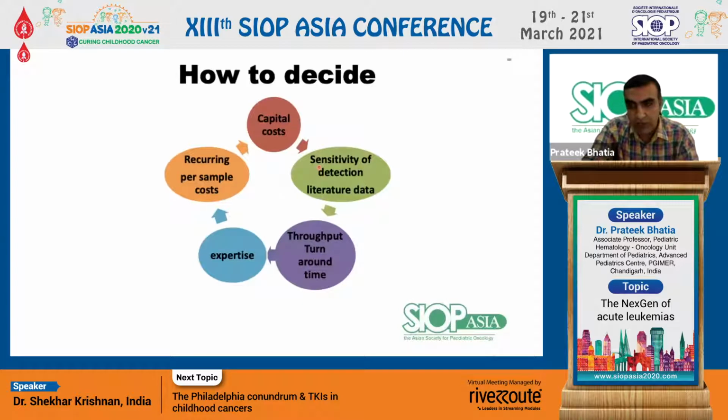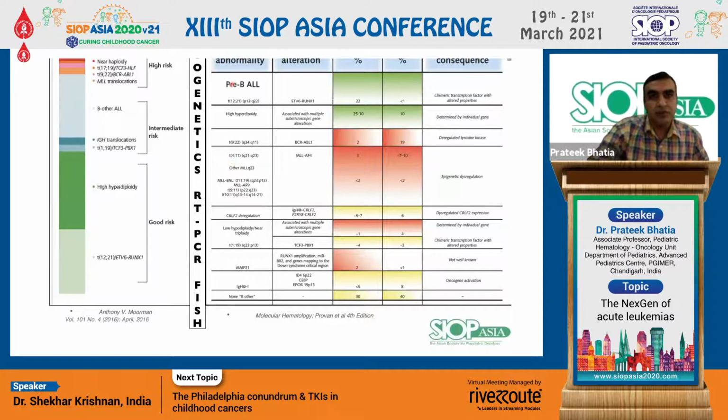So what particular techniques you use in a particular setting will always depend upon the expertise available, the type of logistic support, the type of laboratory setup, and what recurring or per sample costs you wish to deliver. So we all know conventionally that in pediatric BALL, we have been using cytogenetics and a combination of RT-PCR or FISH to detect these entities for the last 2 decades.